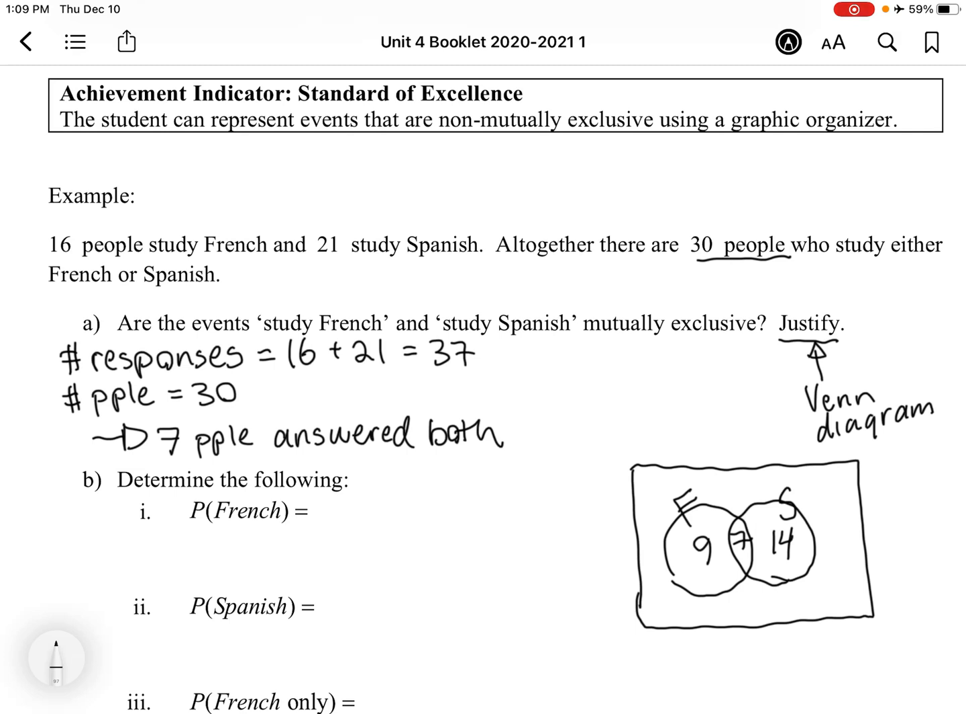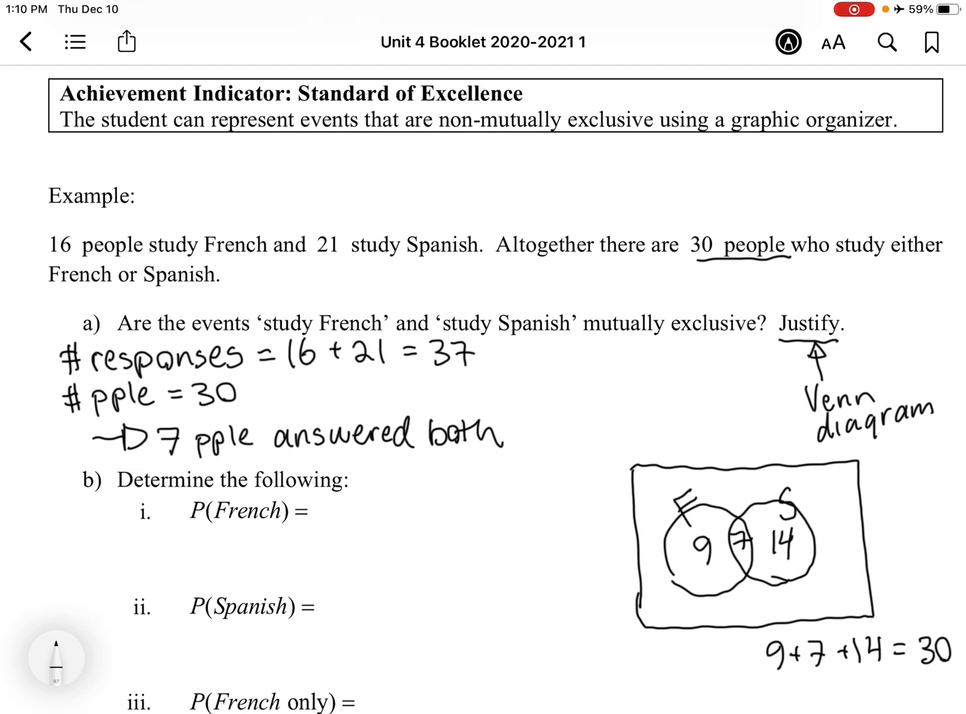And then just to make sure that you've done things correctly, make sure that the total is 30, right? So 9 plus 7 plus 14, that does in fact add up to 30. So that's good. Okay. And we are not told in this situation that people don't study anything. So nobody goes on the outside.